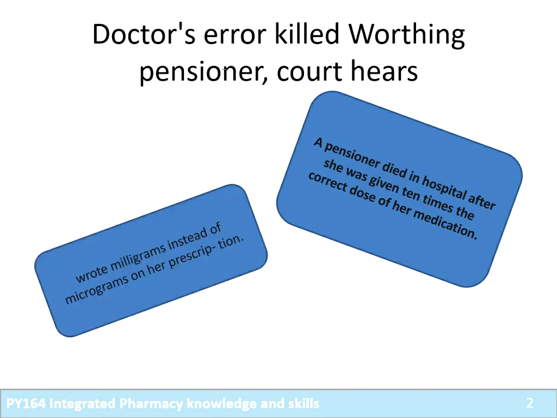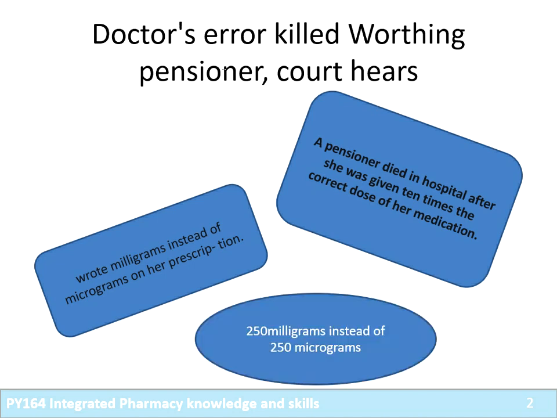The doctor wrote milligrams instead of micrograms on her prescription, so that she ended up taking 250 milligrams instead of 250 micrograms of digoxin. Another small task for you: go and have a look and see if you can find which part of the body digoxin is used to treat.